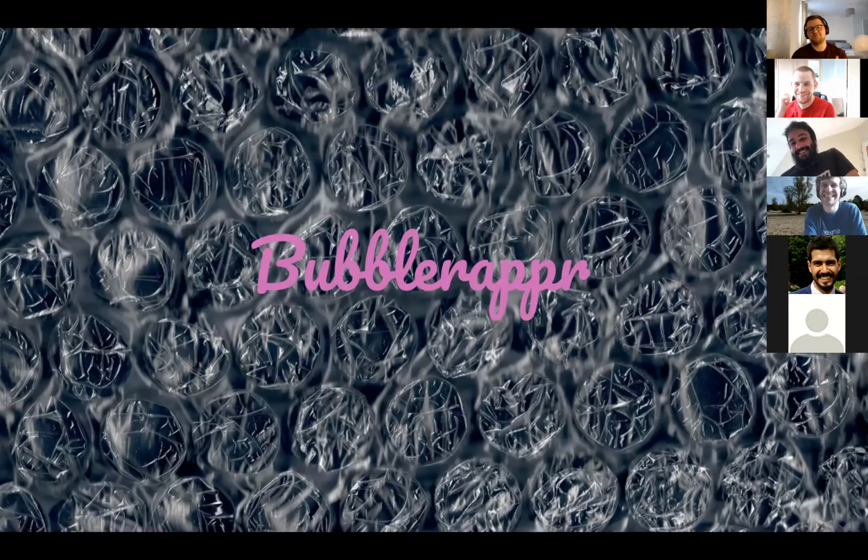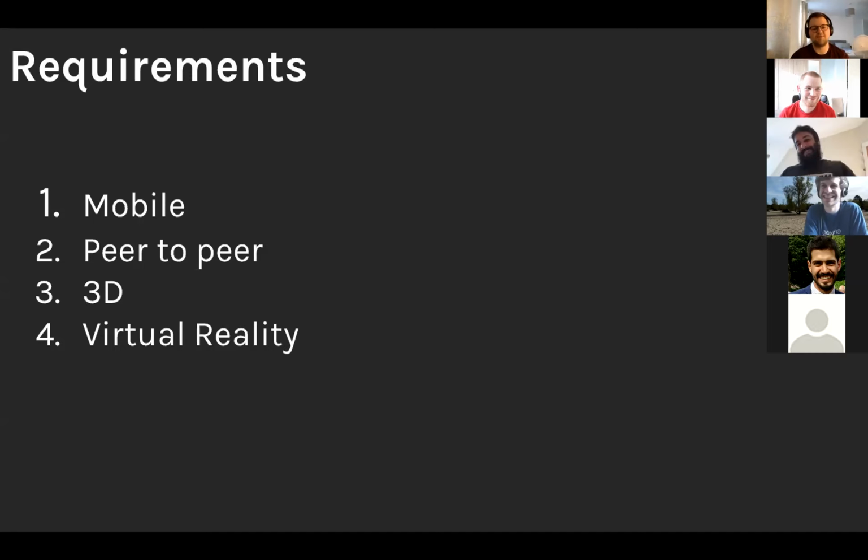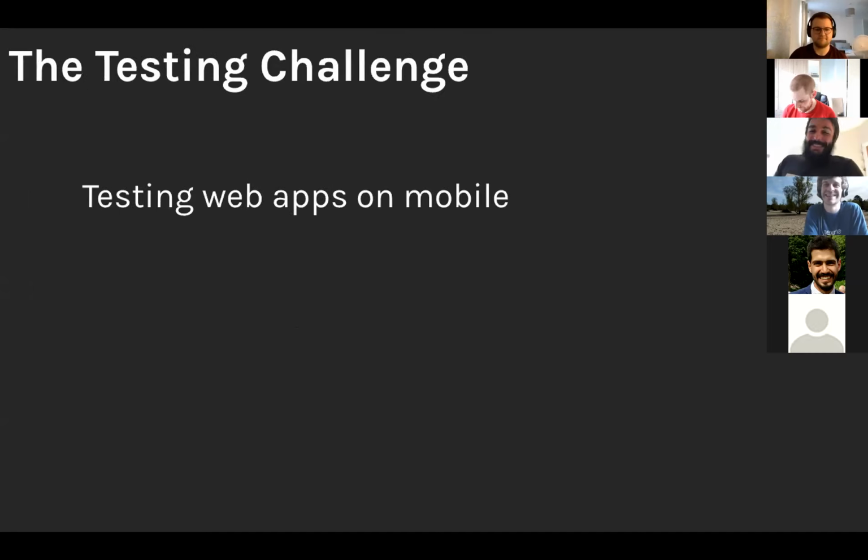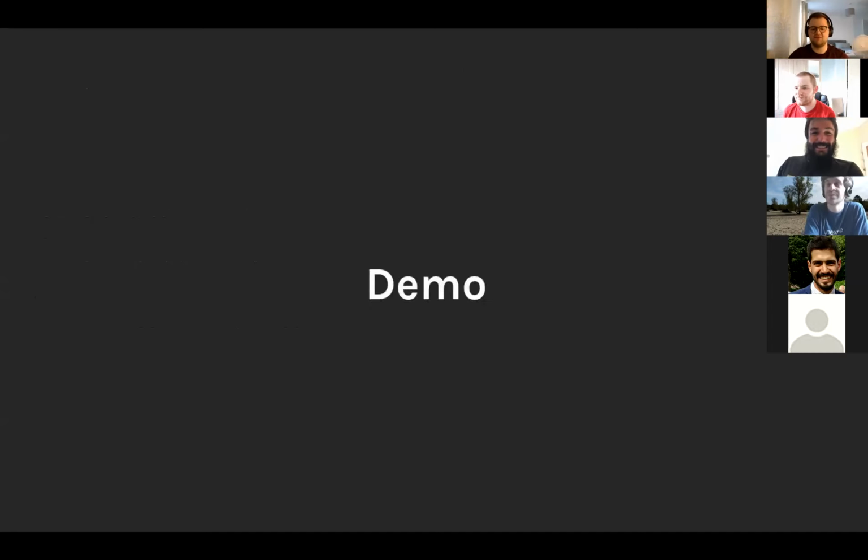First of all, we'll start by making it a mobile app. Second of all, we'll make it peer-to-peer bubble wrapping so we can pop bubbles with our friends. Thirdly, we'll do it in 3D so it's a bit more immersive. And then finally, we'll make it truly immersive by making a virtual reality bubble wrap popping app and seeing how we can test that kind of thing. So first of all, let's start with our first testing challenge, which is testing web apps on mobile devices. Let's have a quick look at how our app looks on a mobile device.